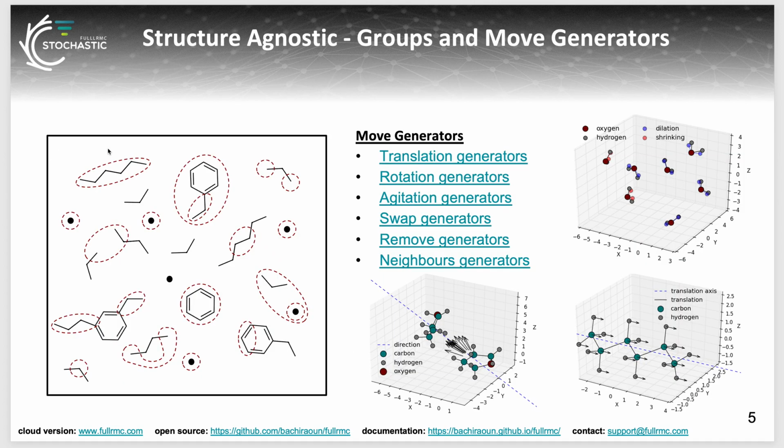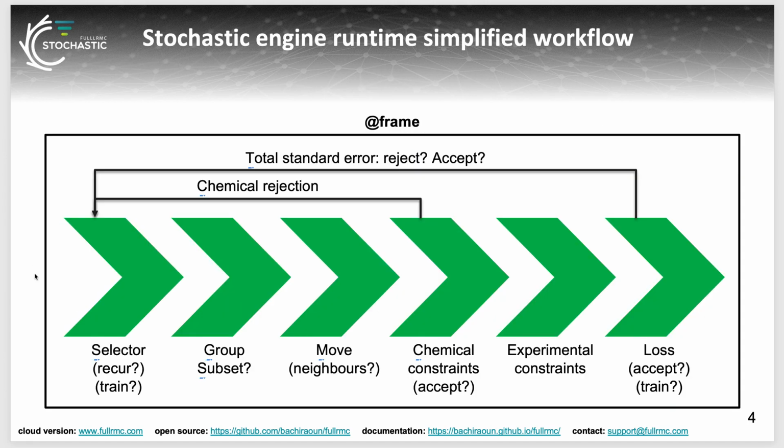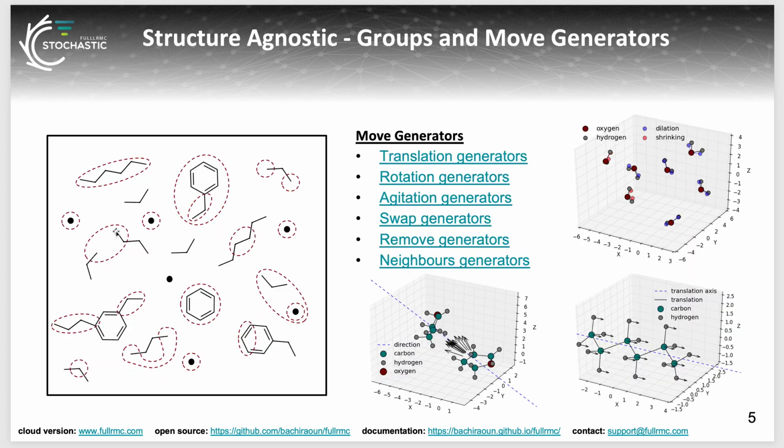Now let's talk about groups and move generators. Just to tell you what's going to happen, I'll be talking about each and every one of those steps along the way. So let's talk about groups and move generators very swiftly. Consider this as an atomic structure. This is actually a frame that can have thousands of atoms, up to hundreds of thousands of atoms.